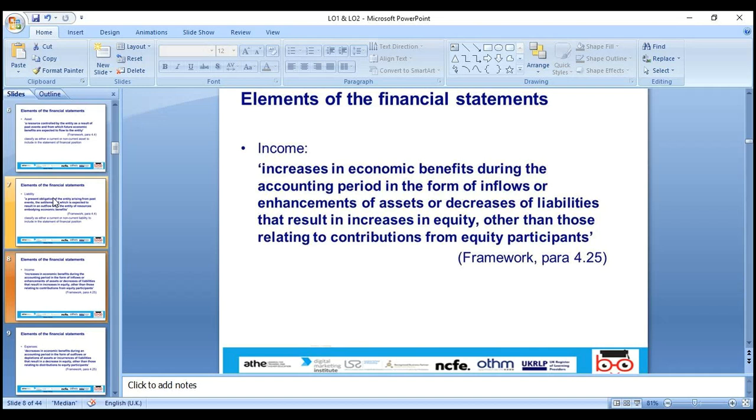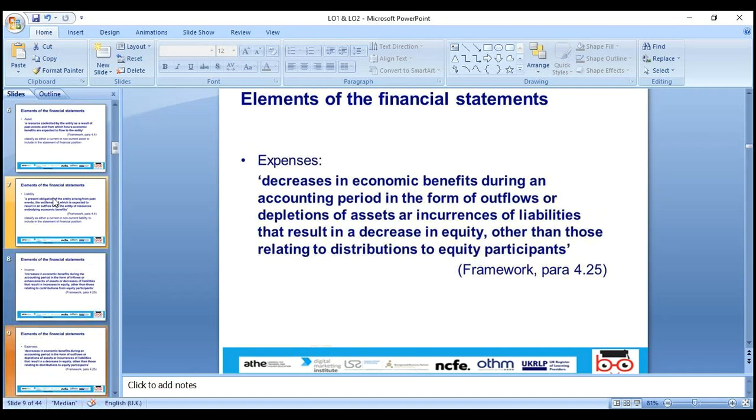Now in the income statement, there are income and expenses. Income is an increase in economic benefit. Anything that increases the economic benefit during the accounting period, in the form of inflow, is called income, like cash coming into the business. Sales means we are selling more goods, assets are increasing, and the result is an increase in equity, other than contributions from equity participants. So we need to look at income.